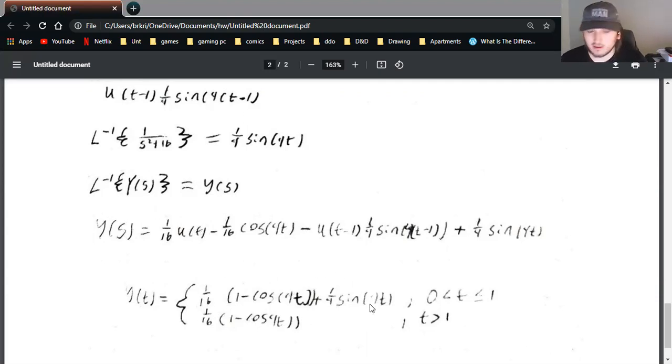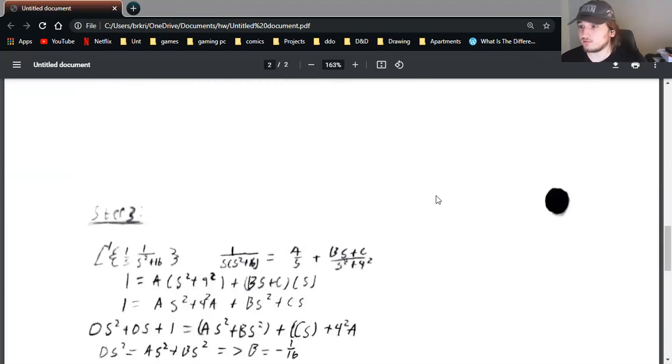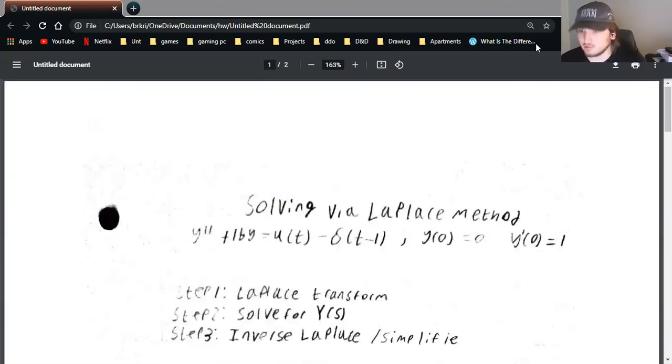Now if t is greater than 1, the step function becomes 1, so the t minus 1 shift doesn't matter and we can get rid of it. It will make this one negative 1/4 sine of 4t, which is the opposite of this one, so those two will cancel out. So it'll just be 1/16 times 1 minus cosine 4t if t is greater than 1. And that's how you solve this equation using Laplace.